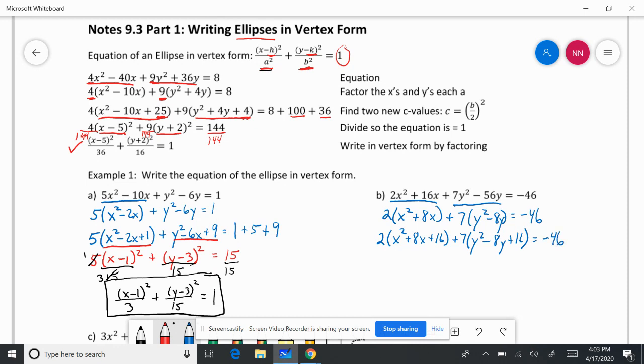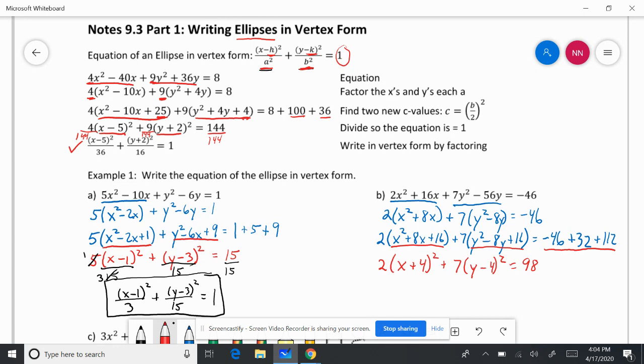Now, 2 times 16 gives us 32. Then we take the 7, multiply it by the 16, and that gives us 112. So now we're going to factor. When we factor the first one, we get x plus 4 squared. When we factor the second trinomial, we get y minus 4 squared. We're going to add up the negative 46, 32, and 112. And that gives us 98.